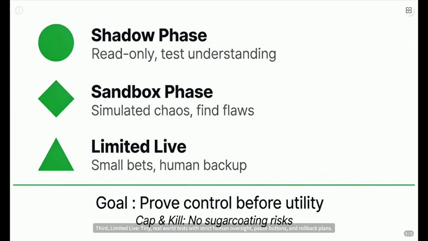Third, limited live. Tiny real-world tests with strict human oversight, pause buttons, and rollback plans. The absolute top priority here is proving we can control it before we even talk about making it useful. And remember cap and kill conditions. Some failures are deal breakers, no averaging them out.